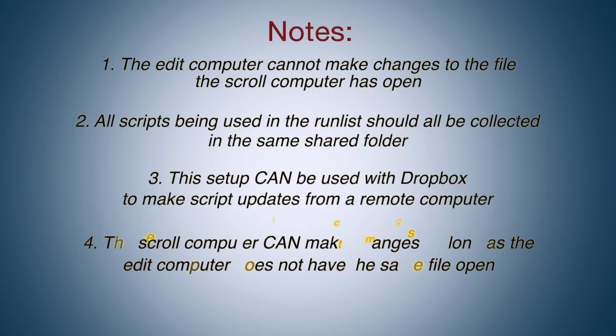And note number 4, you can make changes to the currently open script on the scrolling computer. As long as once the edits are made it gets saved, you will be able to make these changes. You just have to make sure that on the edit computer you have that script closed in order to be able to get the changes that the scrolling computer has made. Basically, the rule of thumb is whichever script one computer has open, that same script should be closed on the other, just to make sure there is no conflict between versions.